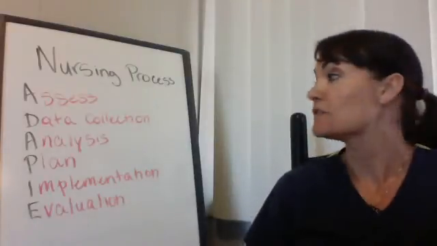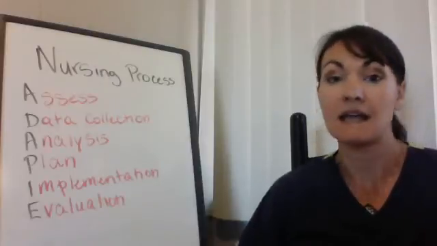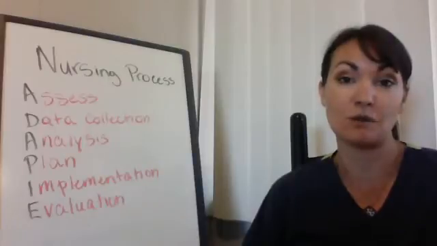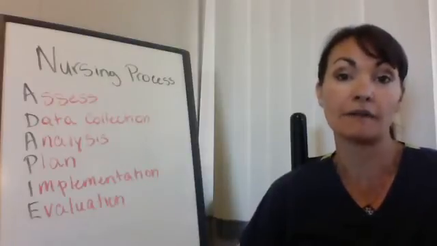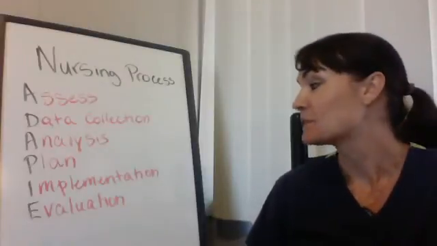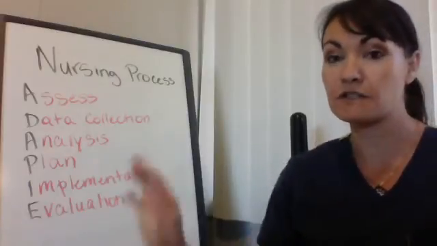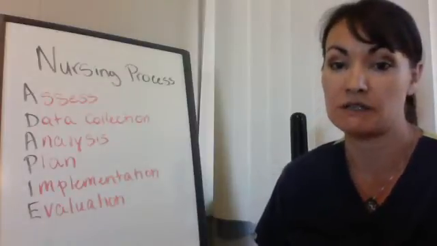evaluation. Now that we've assessed, we know what's going on with our patient, we've come up with a plan, we've implemented it, now we've got to evaluate it. Did we get the patient outcomes that we want? Did they not get an infection? Were they able to walk around? Evaluation. This is our last step. We've got to see what our patient outcomes are. So this is the first step in figuring out how to prioritize our patients.